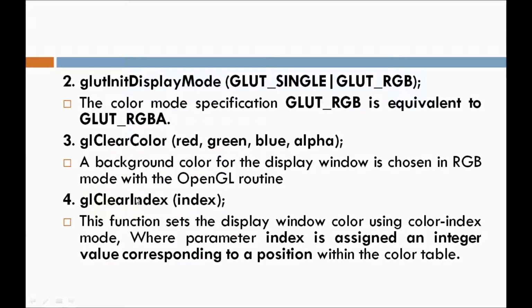And one more important thing, GL clear index. Why do we use this function? This function sets the display window color using the color index mode, where the parameter index is assigned an integer value to a position within the color table. For a particular color you have to use an index, since many colors will be there. To identify a color, you can use an index. So the display window color can be set using the color index. An index is nothing but an address. In a color table there will be many colors, and within that I have to identify my background color, so I need to use an index.